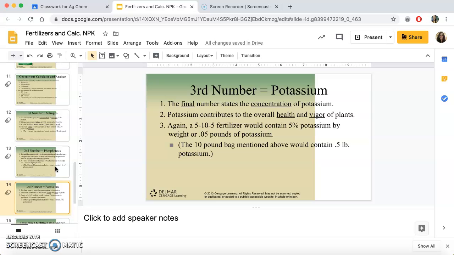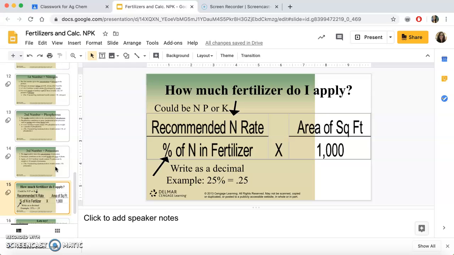Okay, so if we want to figure out how much fertilizer we apply, here's what we look at. It could be the percent of nitrogen, potassium, or phosphorus, it depends. But what you're going to do is look at the bag and look at the recommended nitrogen rate. You're going to look at the percentage of nitrogen in the fertilizer, and the area that you're going to fertilize, over 1,000. So if you're going to actually do this on your front yard, let's see what that might look like.